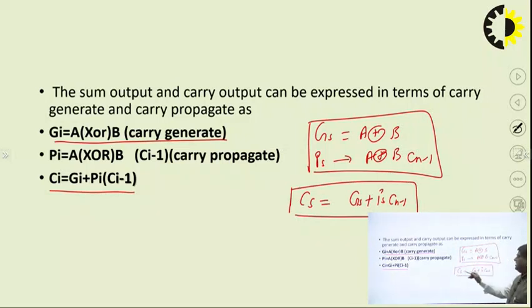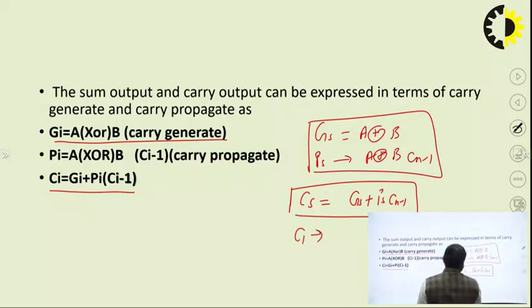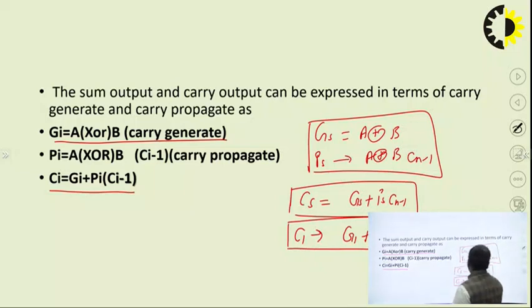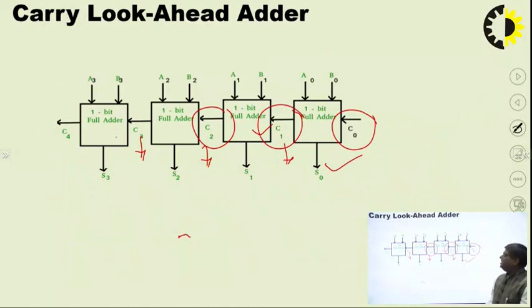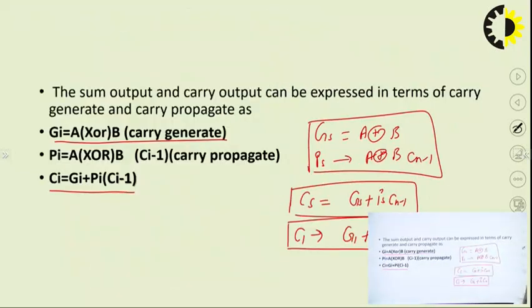If this is the advance carry, and we find C1, then C1 is equal to G1 plus P1 and C0. If this C1 is implemented in this circuit from here, then the propagation delay of this full adder is automatically removed. With the help of this concept, we can also calculate the value of C2.